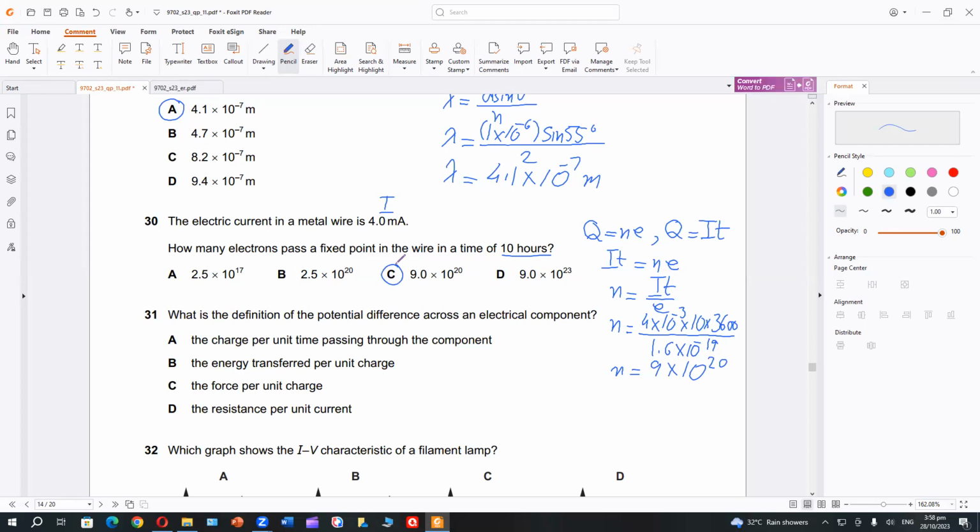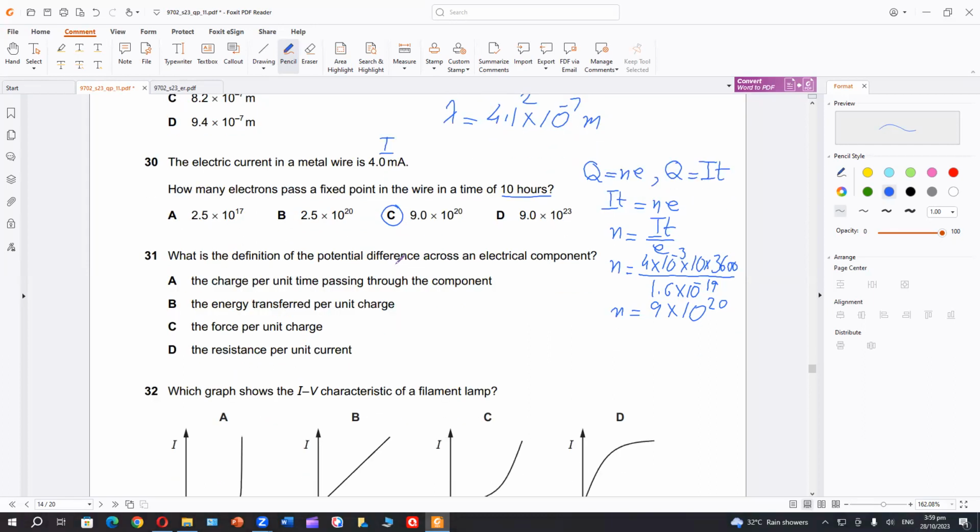What is the definition of the potential difference across an electrical component? So it's a memory. Potential difference is V, and V is equal to W upon Q. The options are: charge per unit time passing through the conductor, energy transfer per unit charge, force per unit charge, and resistance per unit current. So 31. By definition, what should we take? It's a memory. It's work done per unit charge.